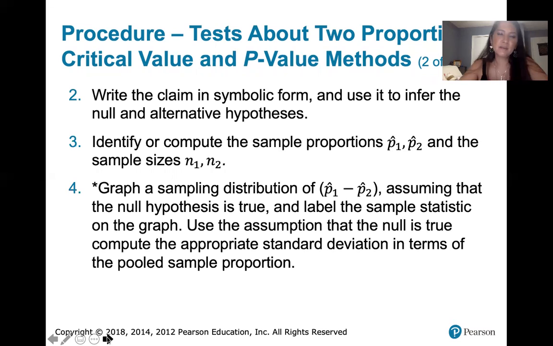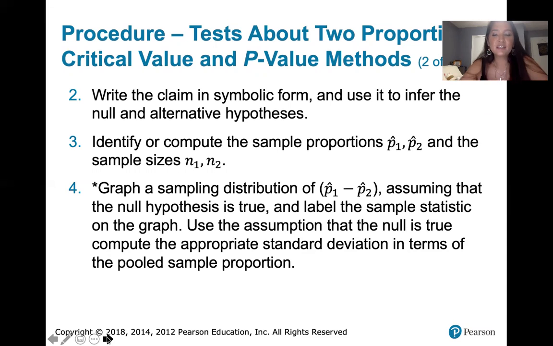And then this fourth step is something that I'd like for you to do just to emphasize that you understand what it is you're doing and why you're doing it. This is not a necessary step, but I think that if you can include this step in your process, you will begin to understand and begin to retain the ideas that underlie this entire procedure. So we're going to graph a sampling distribution of P1 hat minus P2 hat, assuming that the null hypothesis is true. And then we'll label the sample statistic P1 hat minus P2 hat on the graph.